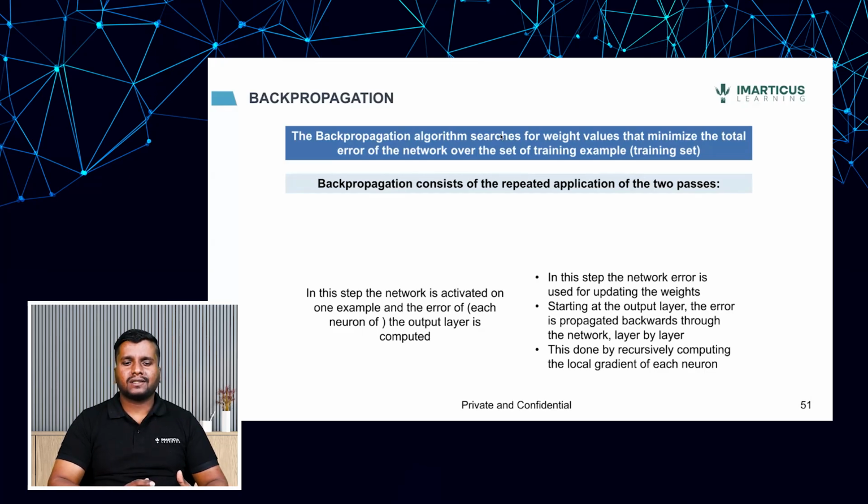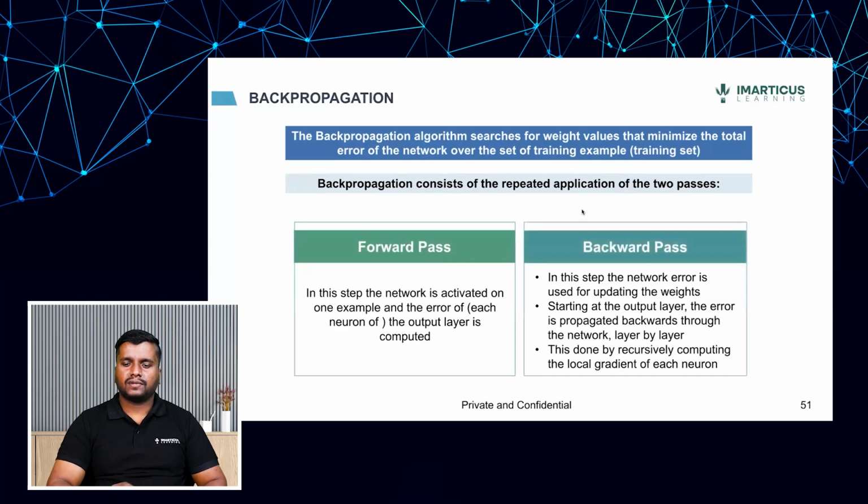So backpropagation consists of the repeated application of two passes. In this step, the network is activated on one example, and the error of each neuron in the output layer is computed. So it identifies the error at each level of neuron.